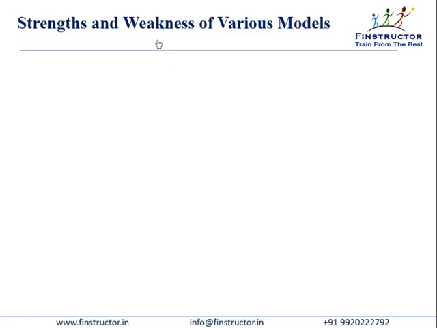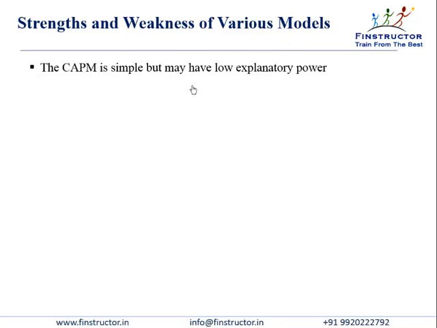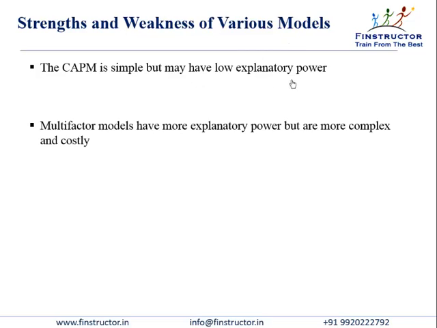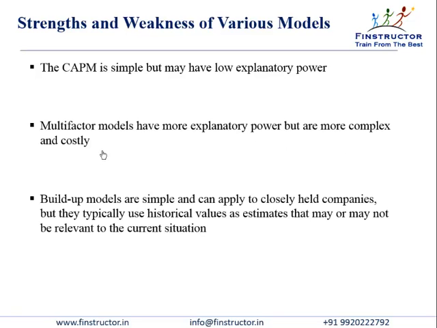So let's look at the strengths and weaknesses of the various models that we've studied. The CAPM is the simplest but may have low explanatory power in the real world. Multi-factor models have more explanatory power. They consider more aspects but are more complex and costly to create.